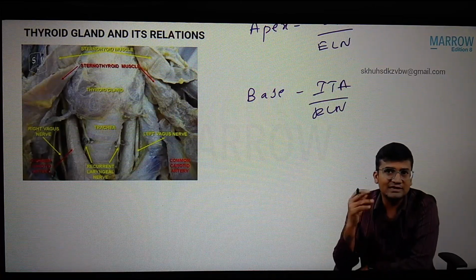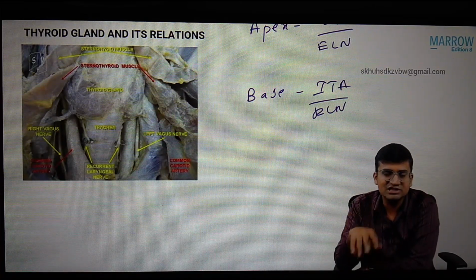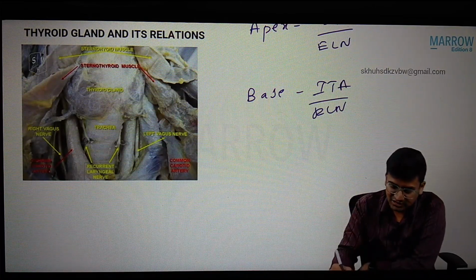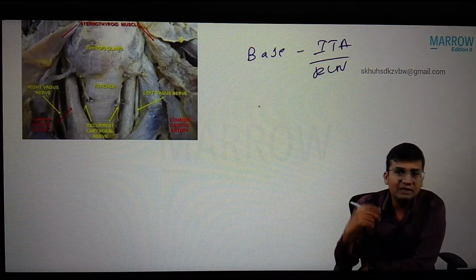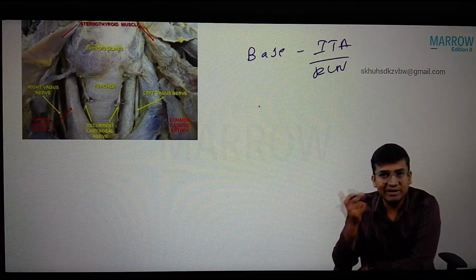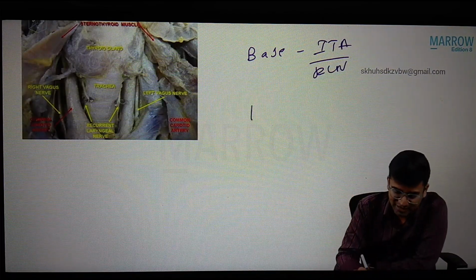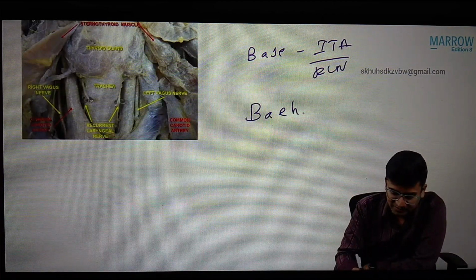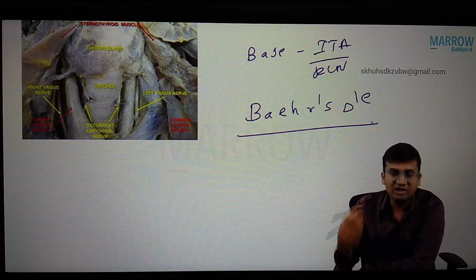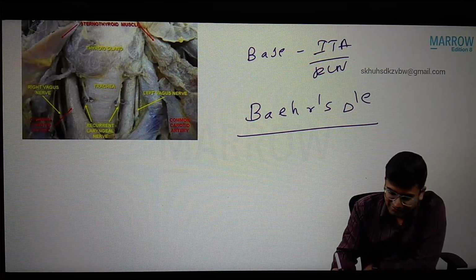Now how to prevent the damage of the recurrent laryngeal nerve? There are many ways. The surgeon may define some triangles, and by this they may prevent damage of the recurrent laryngeal nerve. One such triangle is Beahrs' triangle. Now what are the boundaries of Beahrs' triangle? See the diagram.